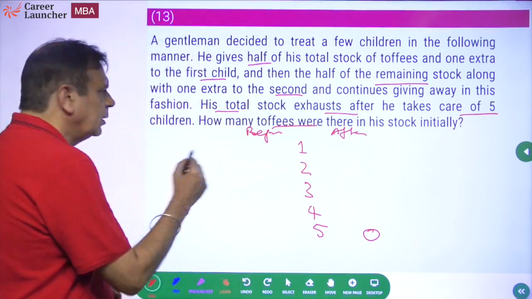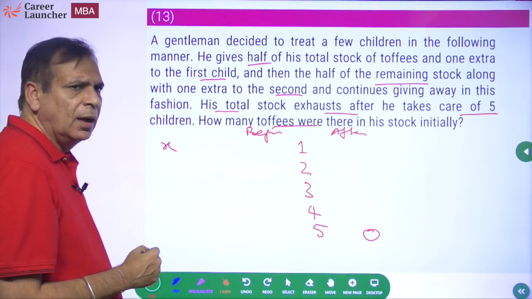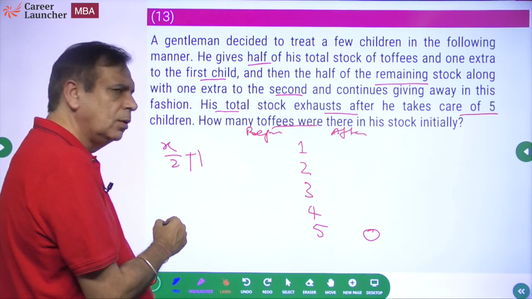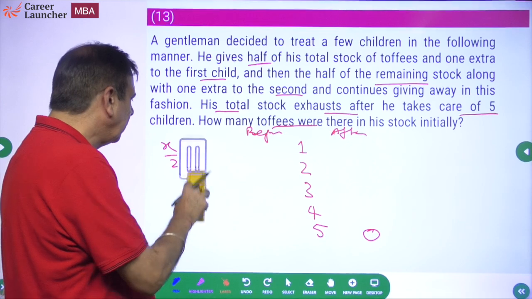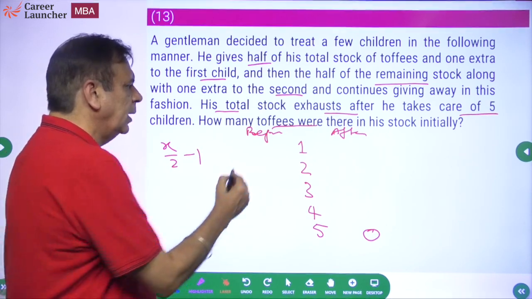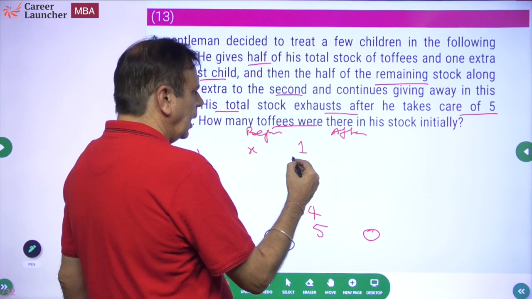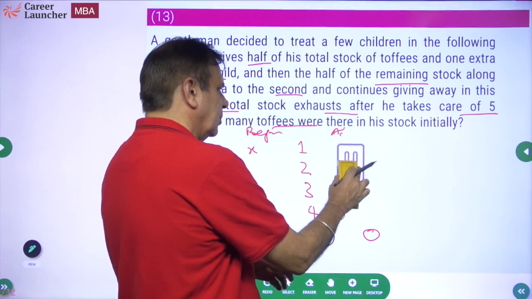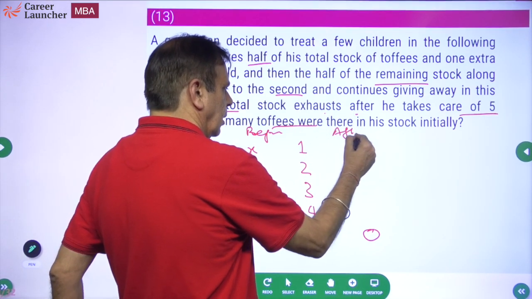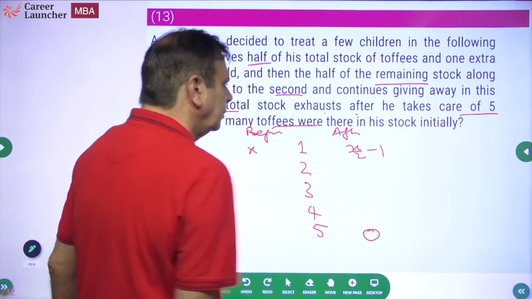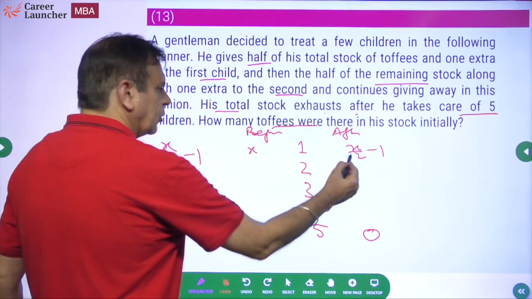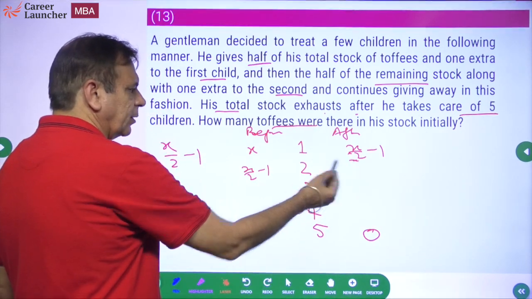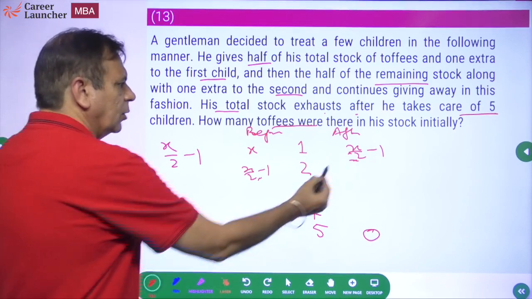People typically start, let me assume he had initially x. If he had initially x, the first child, how much did he get? He got x by 2 plus 1. What are you left with? You will be left with x minus x by 2 minus 1. Okay, so initially if there was x, after giving the child some toffees, he would be left with x by 2 minus 1, isn't it? And obviously this will be the same as this. जो after है इसके उसी में से बांट के तो देगा ना कुछ. So this is nothing but the same as this.